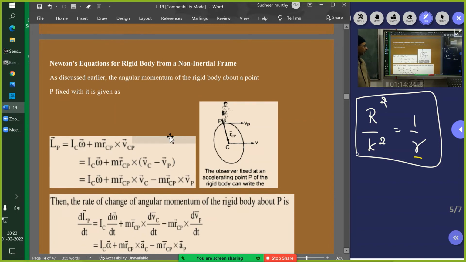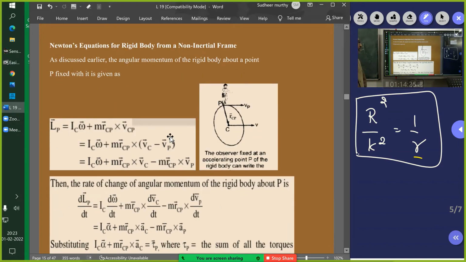This one concept I will teach today and then we will close the day. So Newton's equations for a rigid body from a non-inertial frame, that is consideration of pseudo force. But here the derivation becomes very interesting. Now, as discussed earlier, the angular momentum about a point P is given. Here you can see this body is rotating. The point P is here, C is here, the vectors you can see are v and vp here. The angular momentum about P is calculated. Just watch the beauty of this equation.